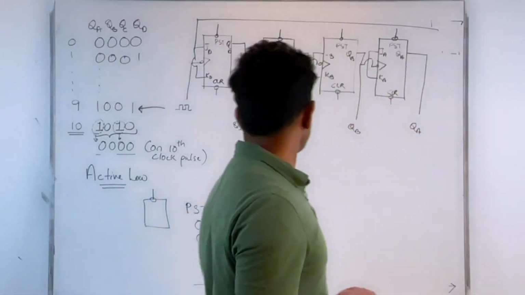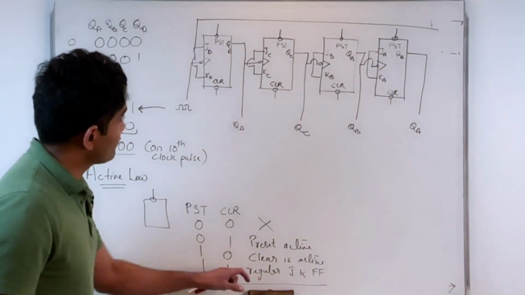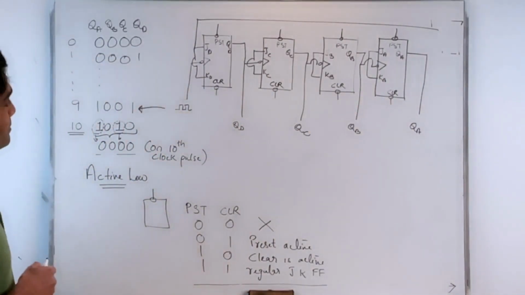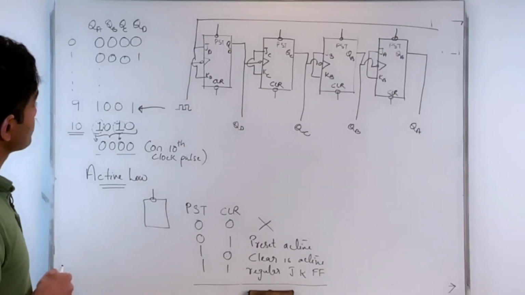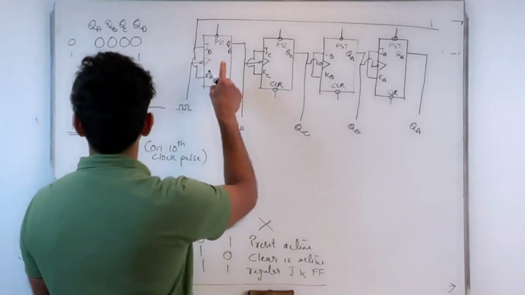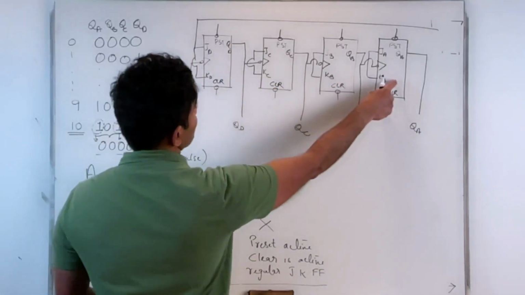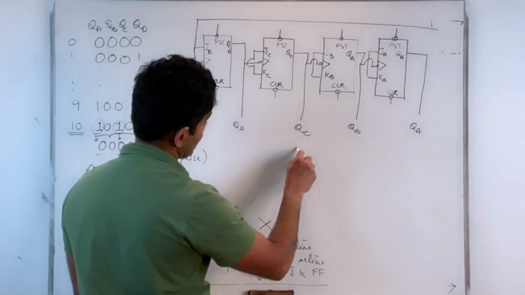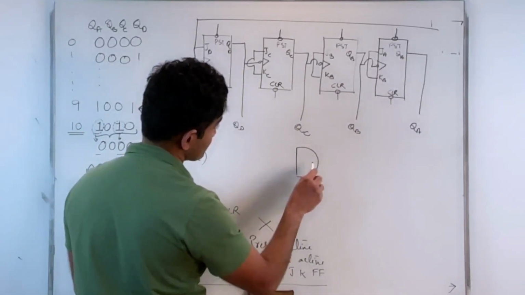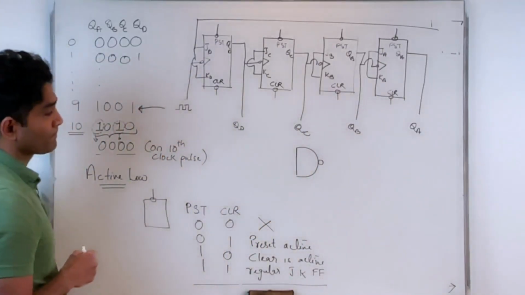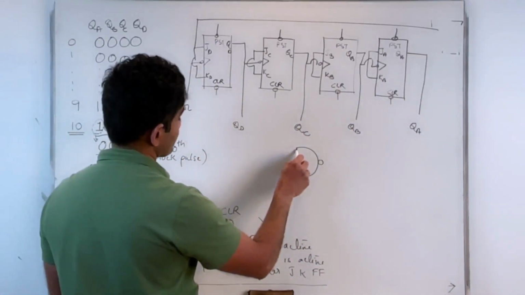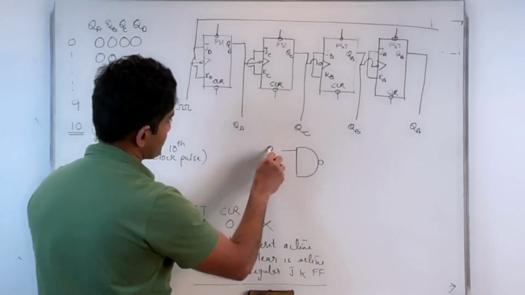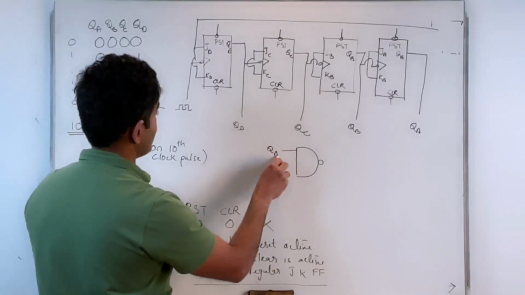Okay. So how do I realize this? Well, I will use my clear inputs. I have the clear inputs there. I will basically use the clear inputs to clear the contents of QA and QC. This is how I'm going to do this. I'll use a NAND gate. I will apply the value of QA.